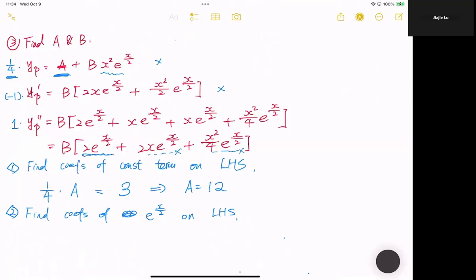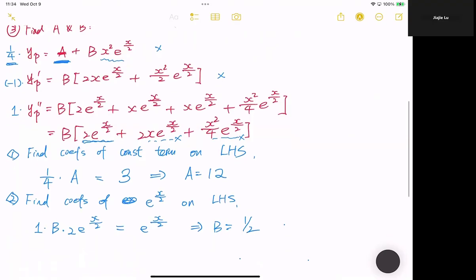And what is the coefficient of this part? You can see first, you have a 2 in front of x over 2. Then outside of the bracket, you have a b. And then outside of the yp double prime, you have a 1. So it's 1 times b times 2 e^(2x) over 2 should equal the right-hand side term, e^(2x) over 2. This gives us b should equal a half.